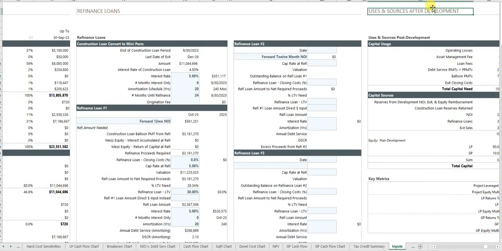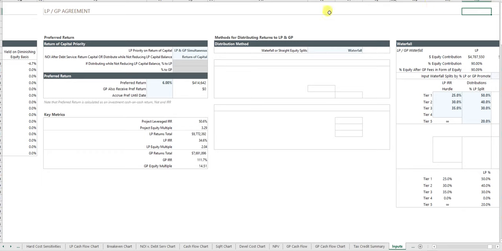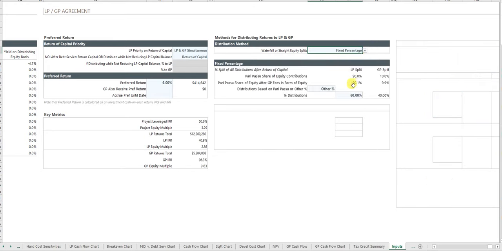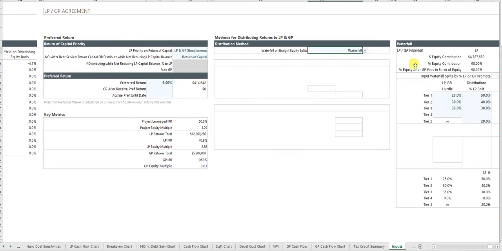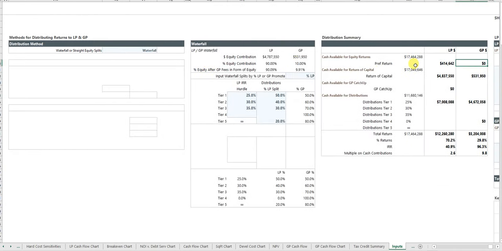The last section to input is the LPGP agreement. You can input a preferred return, you can do a waterfall, or you could do straight equity splits of a certain fixed percentage if you like. The fixed percentage is here. Input your percent. This comes alive. If I want to do the waterfall, we see here your waterfall tiers, and then your summary distributions.